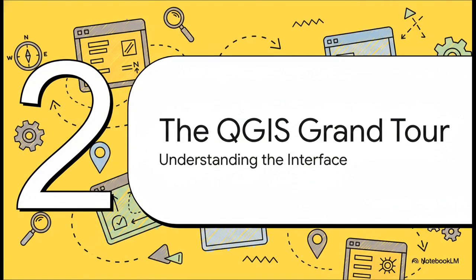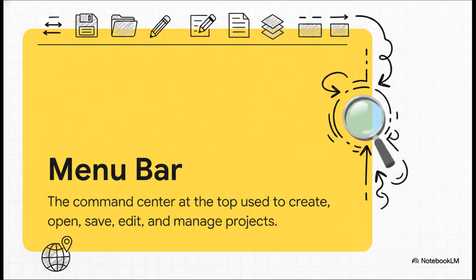All right, QGIS is installed. Let's fire it up and take a quick grand tour of the interface. Knowing your way around your workspace is half the battle. Way up at the very top, you've got the menu bar. Just think of this as the command center for your entire project. Need to create something new, save your work, or edit some data? It all starts right up here.